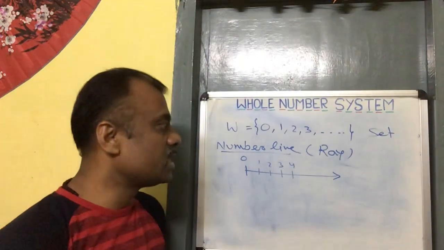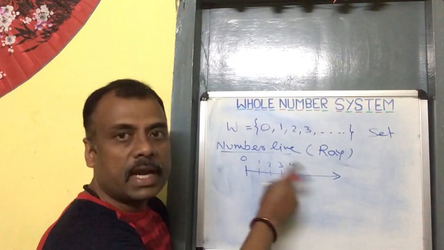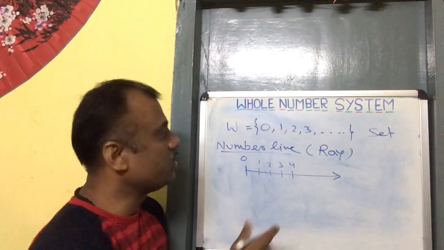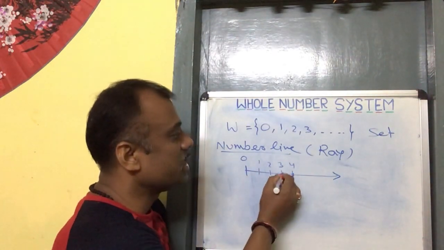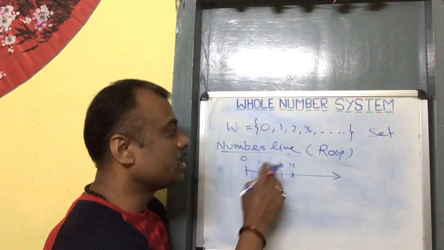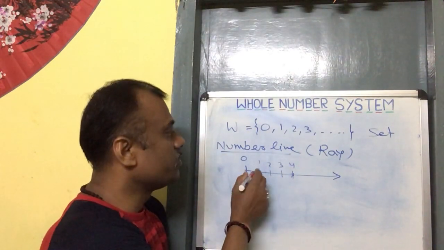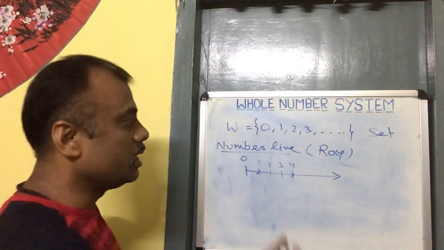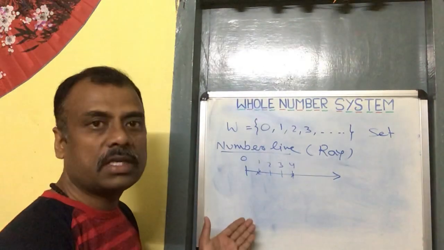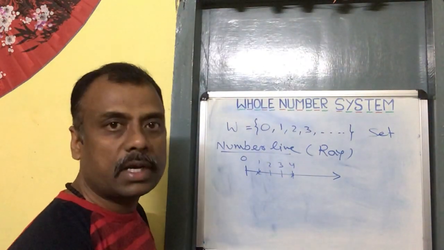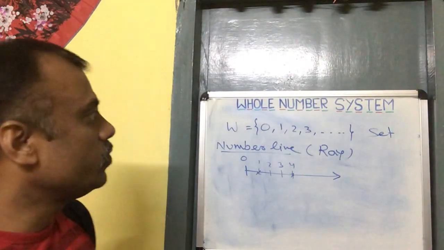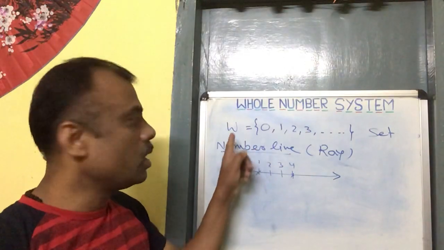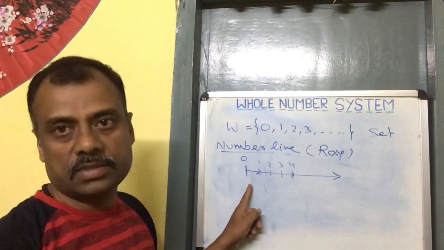Here the interesting thing is that the numbers on the right hand side are always greater than the numbers on the left hand side. For example, 4 is on the right hand side of 3, so 4 is greater than 3. 3 is on the right hand side of 1, so 3 is greater than 1. Similarly, the numbers on the left hand side are always less than the numbers on the right hand side. So there are two ways to represent the whole numbers: one is in this form and another is in this form.